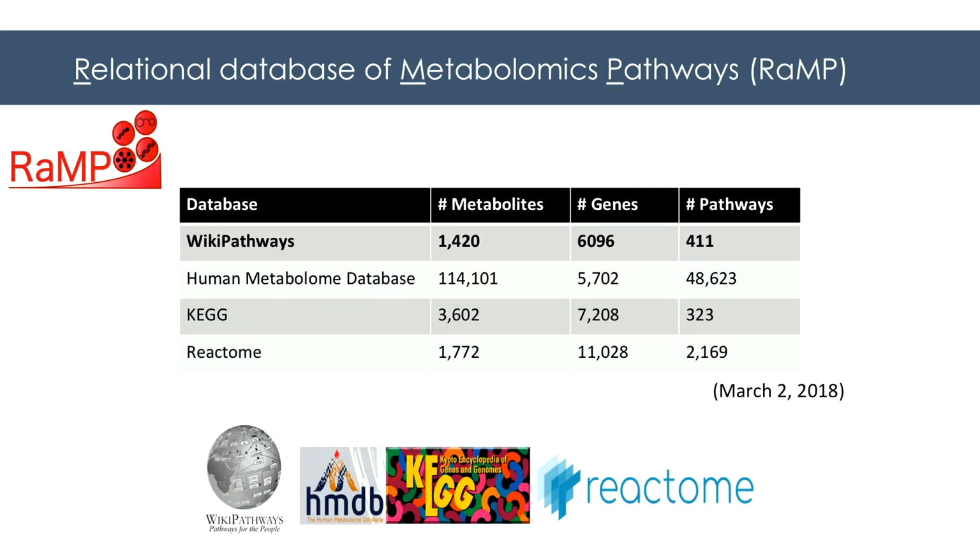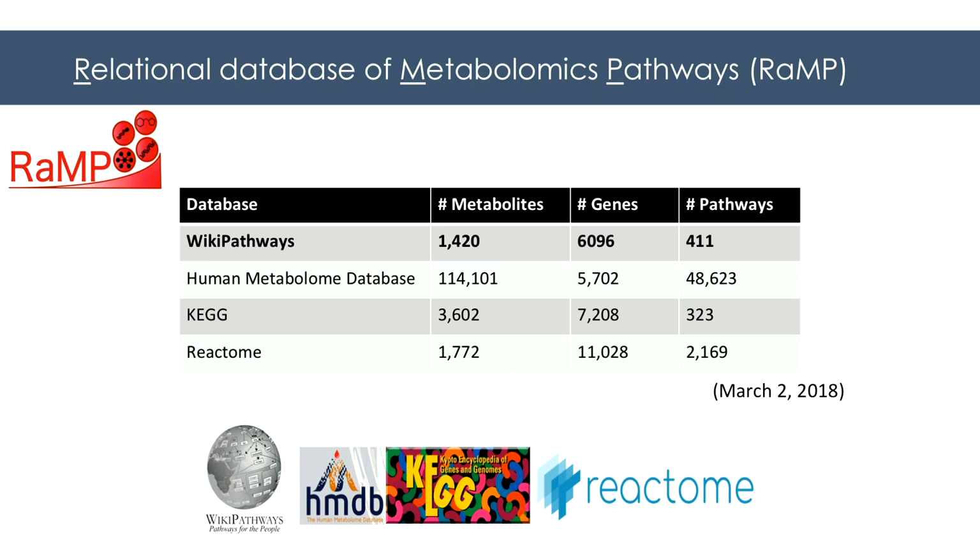RAMP integrates metabolite and gene data from WikiPathways, HMDB, KEGG, and Reactome. We have around 1,400 compounds, around 6,000 unique genes, and 411 pathways from WikiPathways. With HMDB, which is the largest database of compounds in humans, we have over 100,000 metabolites, around 5,000, around 6,000 genes and 50,000 pathways.